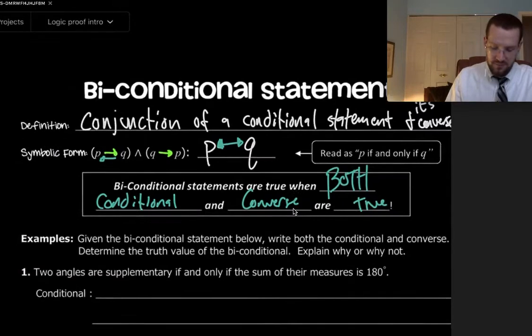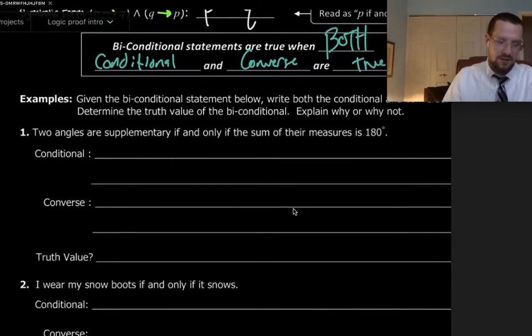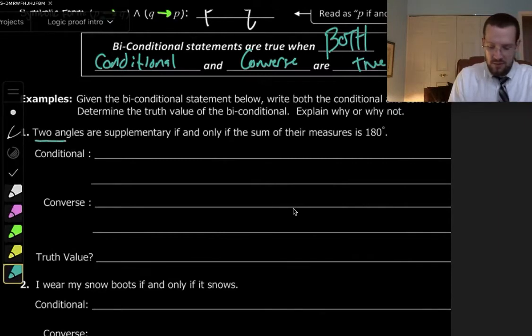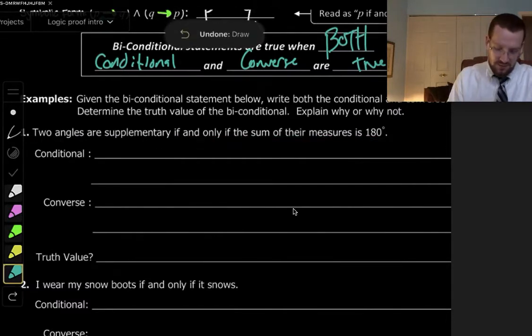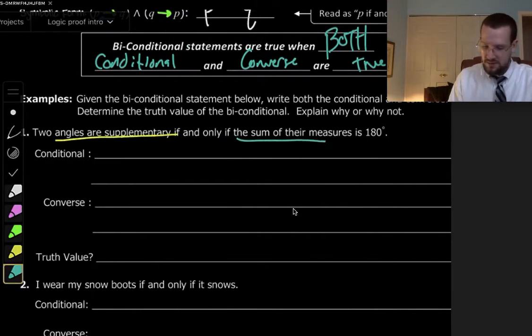The first example is a great biconditional statement. Two angles are supplementary if and only if their sum is 180 degrees. So if their sum is 180 degrees, then they're supplementary. If they're supplementary, then their sum is 180 degrees. And so that's how I'm going to pick this apart. The conditional has a hypothesis and then a conclusion. So this is going to be my P, and then Q is in blue.